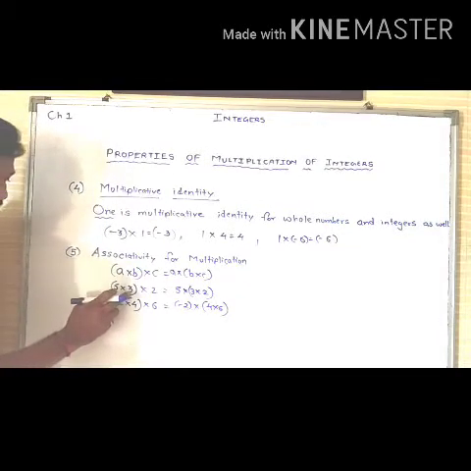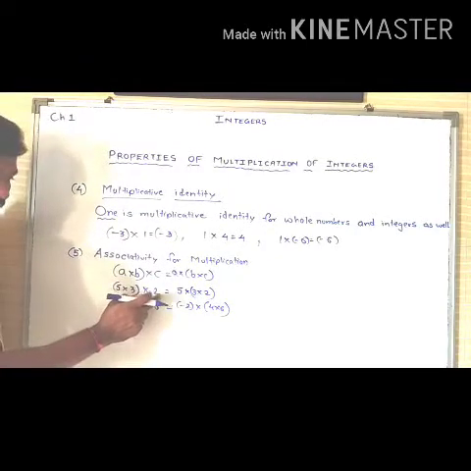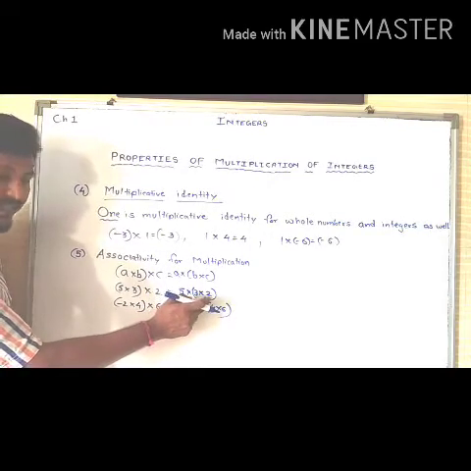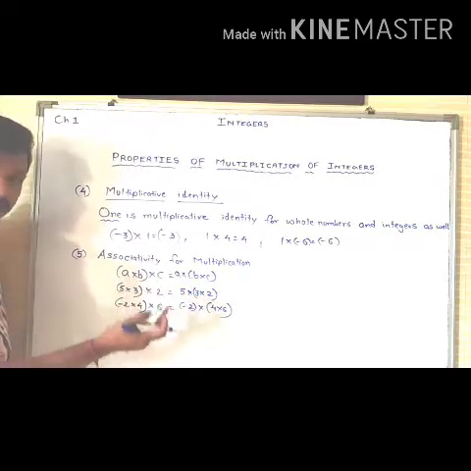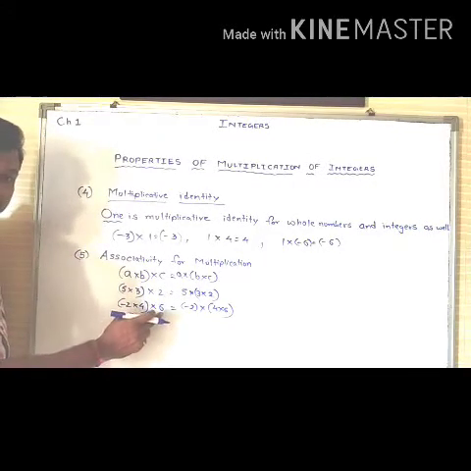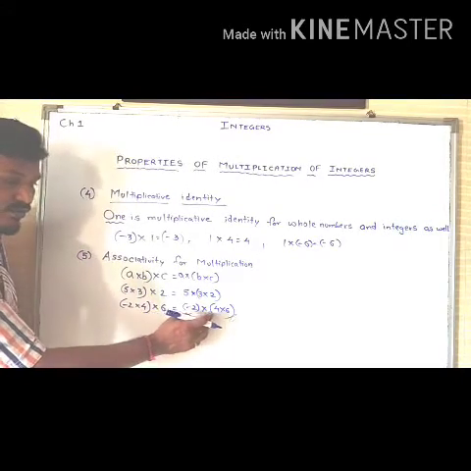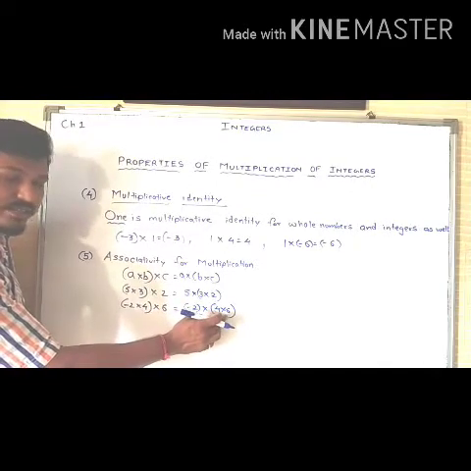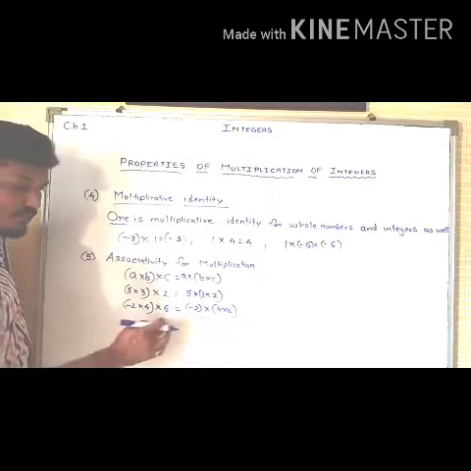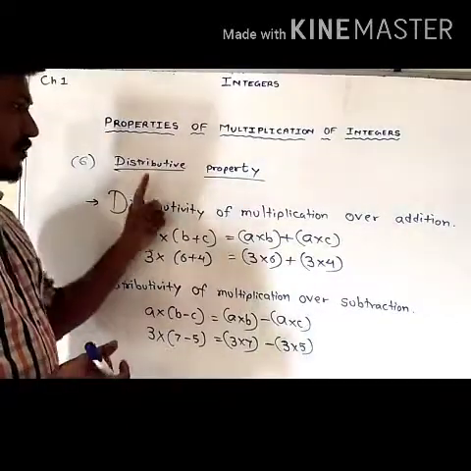See the example. 3 into 5 multiplied by 2. 3 5s are 15. 15 2s are 30. In the same way 5 multiplied by 3 into 2. 3 2s are 6 and 6 5s are 30. Both sides 30. Now negative 2 into 4 is negative 8. Negative 8 into 6 is negative 48. Now check the other side. Negative 2 into 4 into 6. 4 into 6 is 24. And 24 into negative 2 is negative 48. Both sides negative 48.